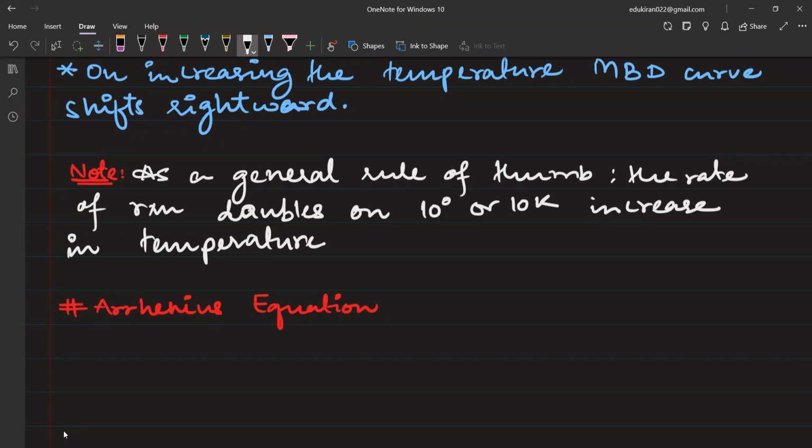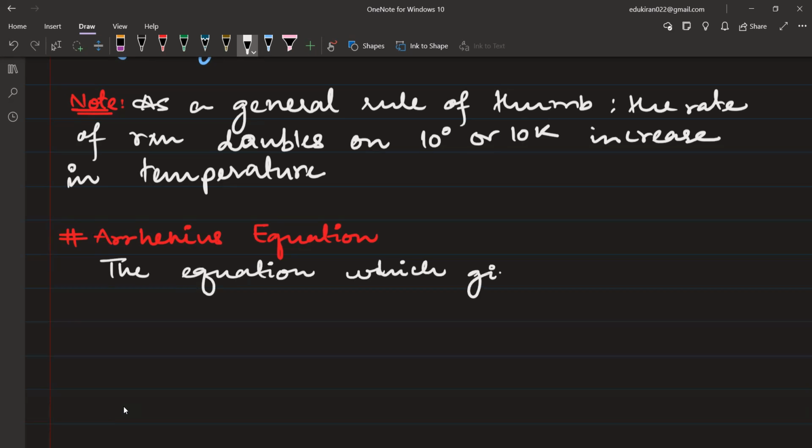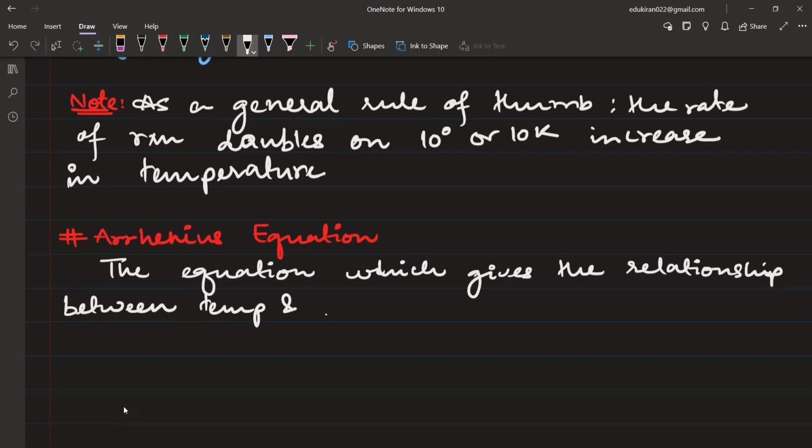Okay, so Arrhenius did multiple experiments, and from those experiments he got the data, and then he found a correlation between the temperature and also the rate constant. So he gave an equation. Please write. What is this Arrhenius equation? The equation which gives the relationship between temperature and rate constant.